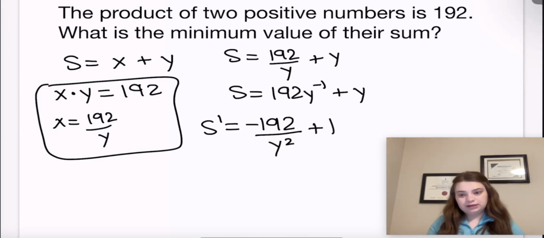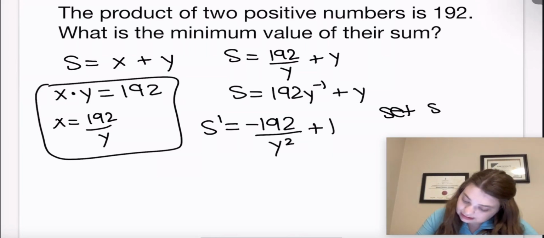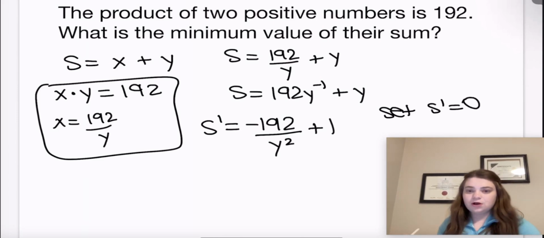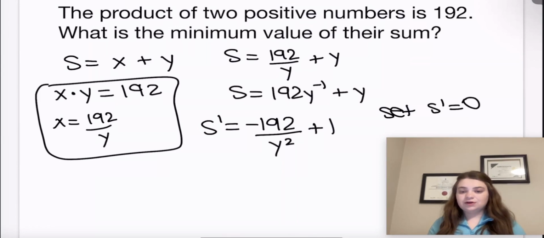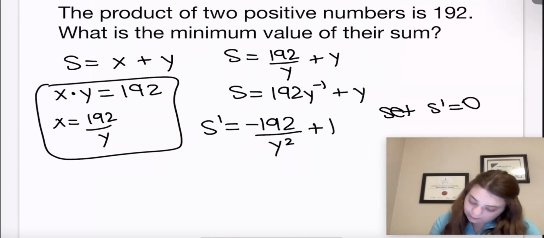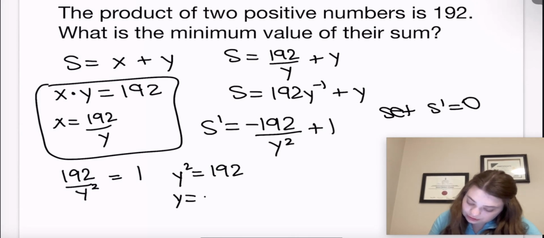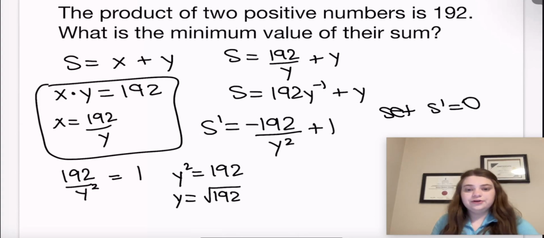My next step is we're going to set the derivative of the sum to 0, because recall that whenever we optimize in general, we always want to take what we're optimizing and find the derivative of it and set the derivative to 0 and then solve. That's how we do every single optimization problem. So I'm going to get that 192 over y squared is equal to 1, and therefore y squared is equal to 192. That means y is equal to the square root of 192.